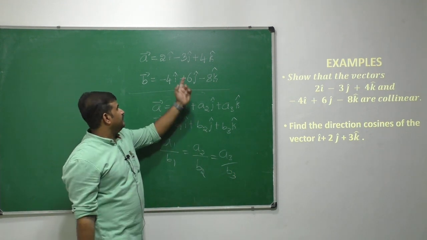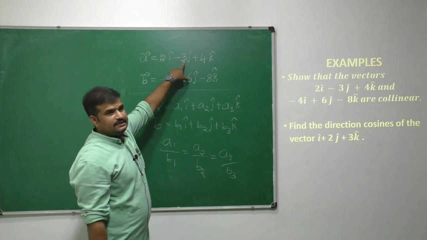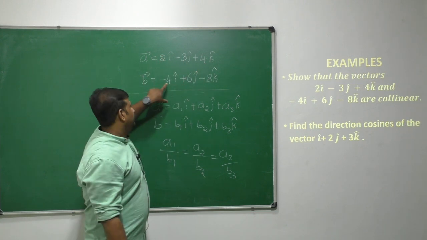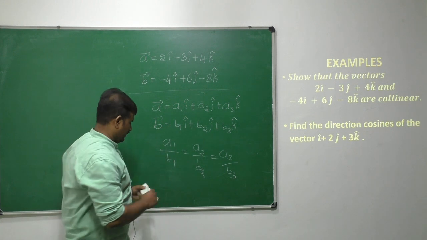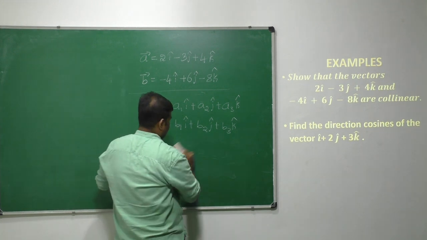So from the first vector, this 2 is A1, this is A2, this is A3, and likewise B1, B2, B3. Let us check. What is A1 by B1?